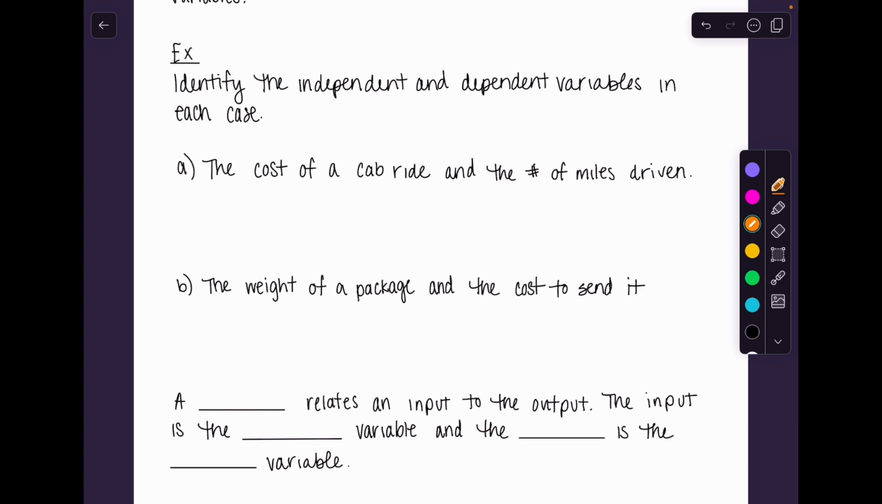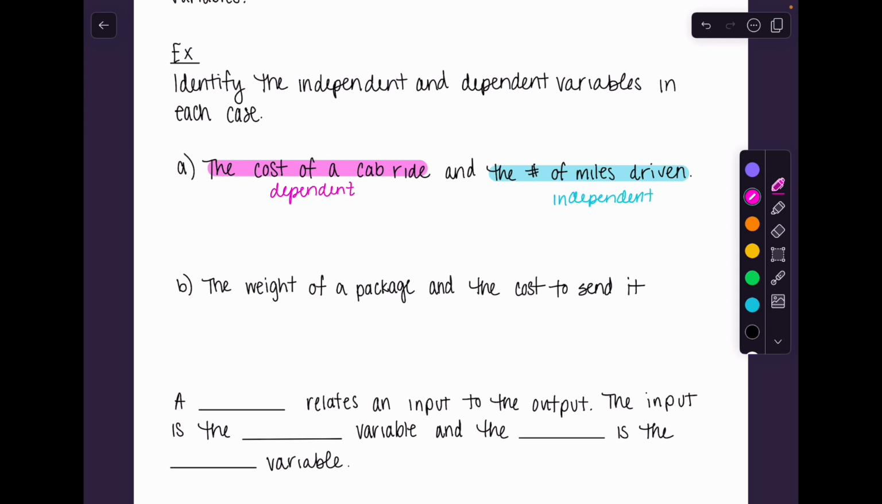So we have the cost of a cab ride and the number of miles that you're driving. So if you think you're hailing a cab, have to go to the airport, that number of miles is predetermined for you. So this is going to be our independent variable, where the cost of the cab ride is going to depend on how many miles you drive. So this is our independent variable, and this is our dependent.